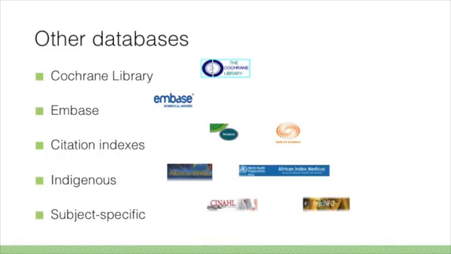Citation indexes include Web of Science and Scopus, which in turn includes citations from Medline and Embase, useful if your institution does not subscribe to Embase. Then there are indigenous databases, such as Africa-Wide, African Index Medicus, and SciELO, the database of open source journals from Latin America, Spain, Portugal, and South Africa. Lastly, if your topic covers other disciplines, you might want to consider a subject-specific database like PsycINFO, the psychology database, or CINAHL, the nursing and allied health database.